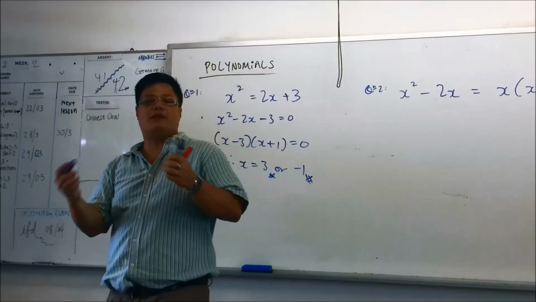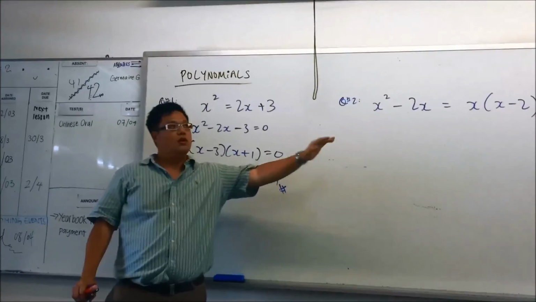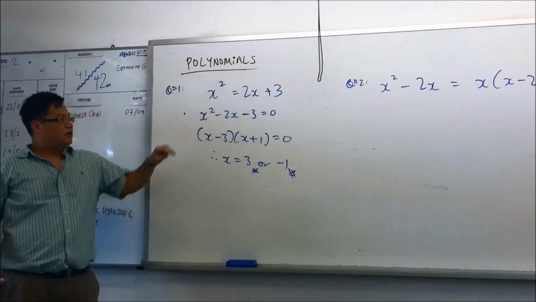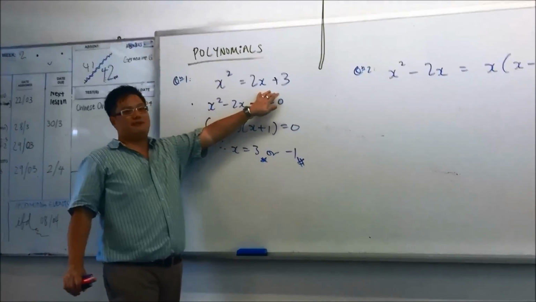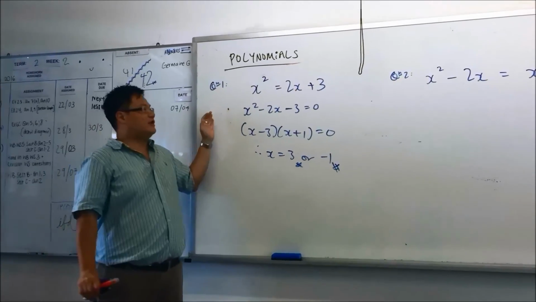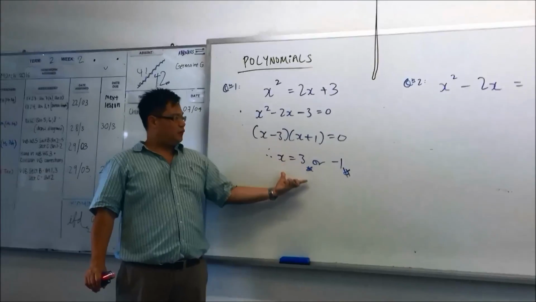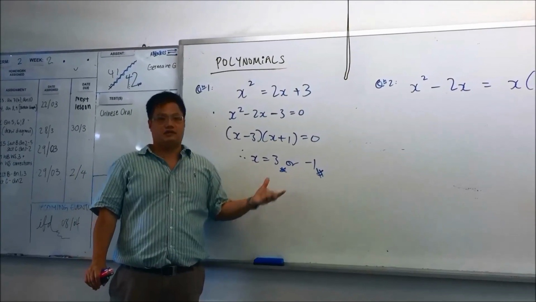Okay, let's take a look at these two particular equations that we have on the board. Question 1 and question 2. For question 1, if we say that x squared is equal to 2x plus 3, and we try to solve this equation, we have x squared minus 2x minus 3 equals 0. We factorize it. Then after that, we have the value x equals 3 or negative 1.